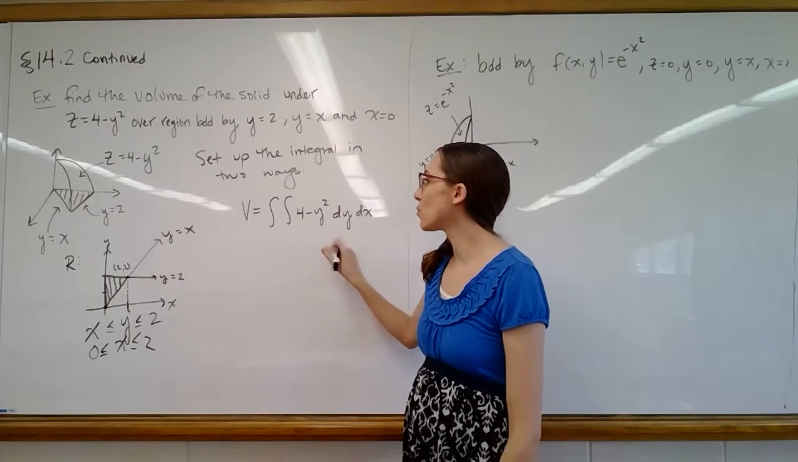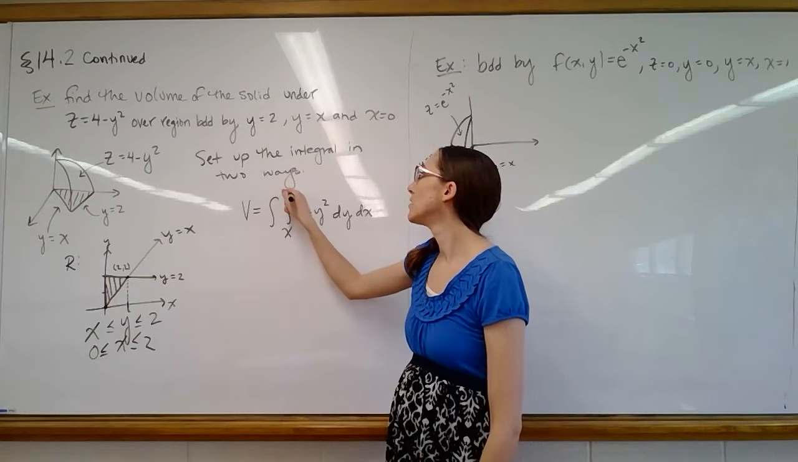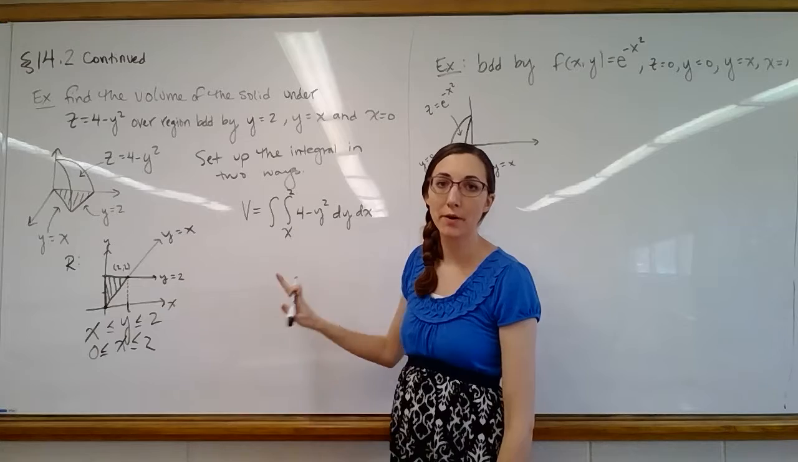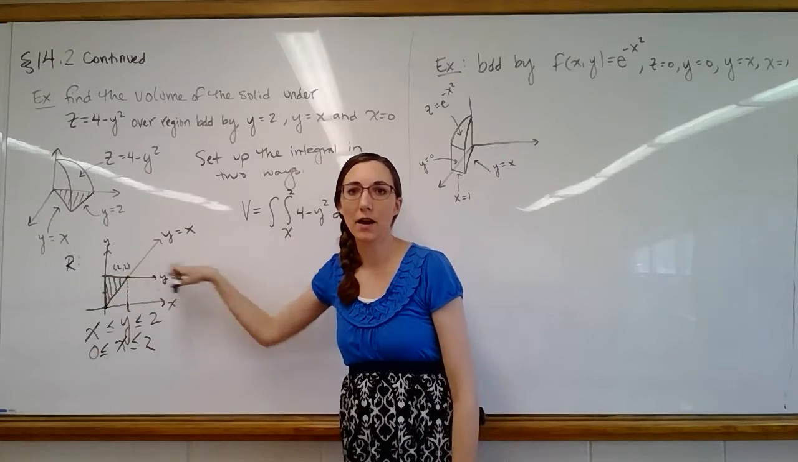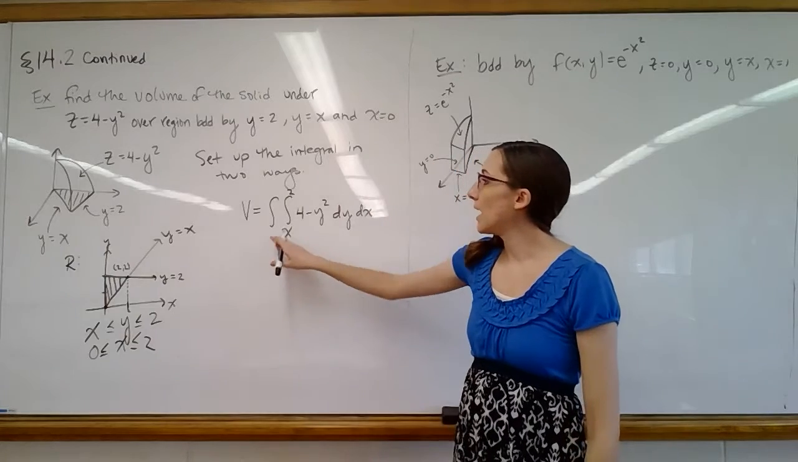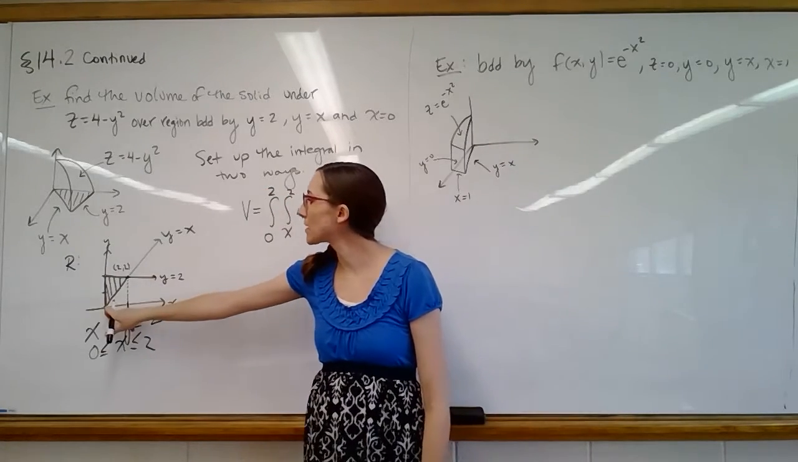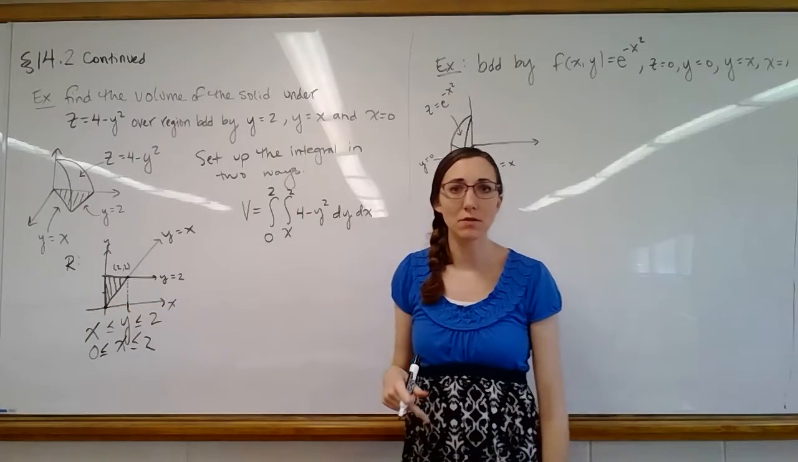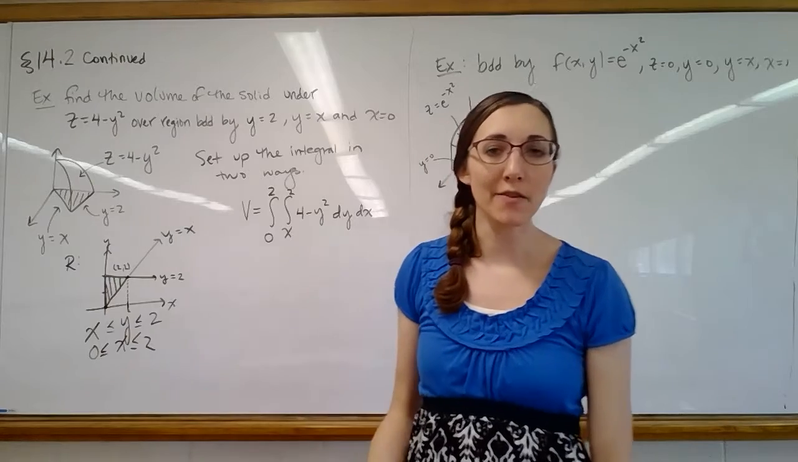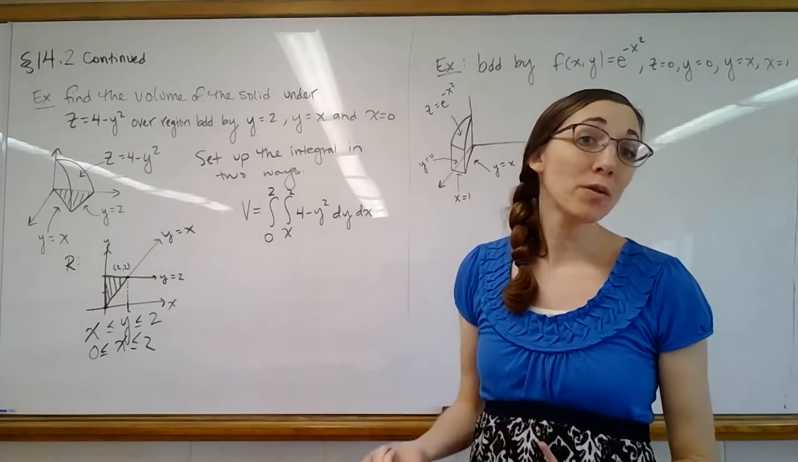And the bounds for y, we went from x to 2, right? We went from this line to this line. And then x goes from 0 to 2. Those were, the smallest x coordinate was 0, the largest x coordinate was 2. So this integral would give me the value. It would be a perfectly good way to set it up. But it's not the only way to set it up.